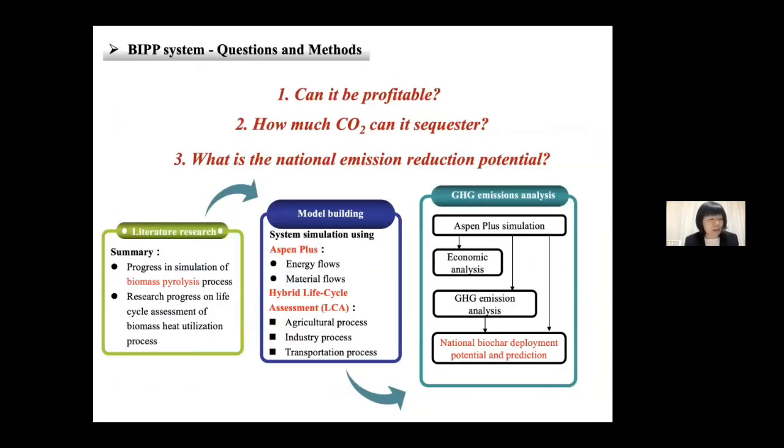We will try to answer these 3 questions. Can it be profitable? How much carbon dioxide can be sequestered? What is the national emission reduction potential? To do so, we first have to model the system. Then, based on data from the system modeling and data from experiments and demonstration plants, we can proceed with life cycle analysis. Finally, by collecting national data of biomass distribution and prices, we evaluated the national emission reduction potentials.